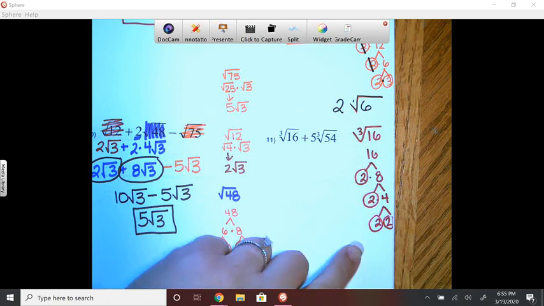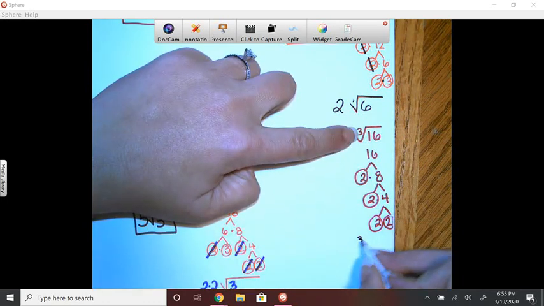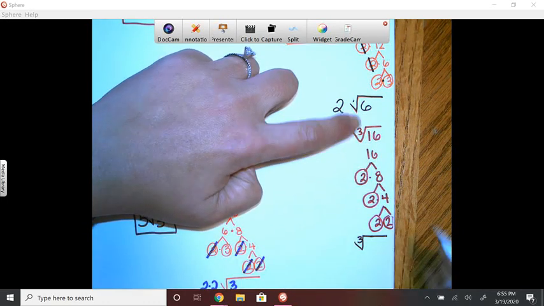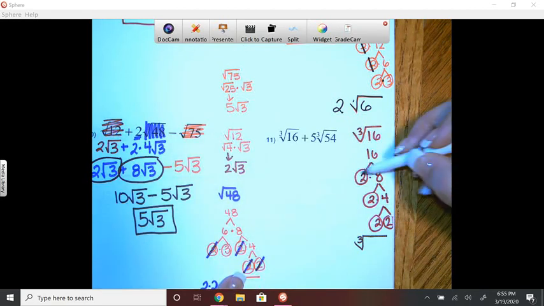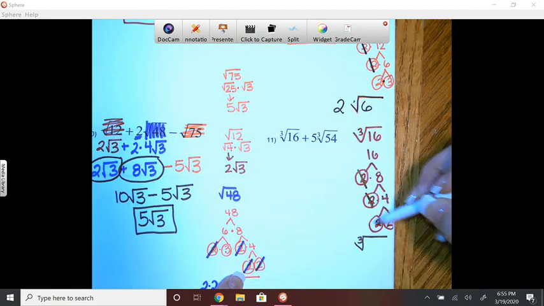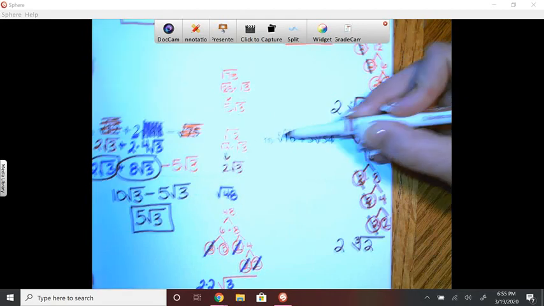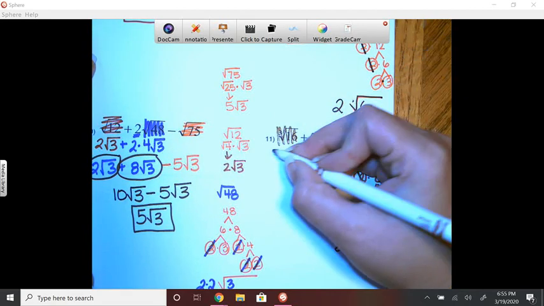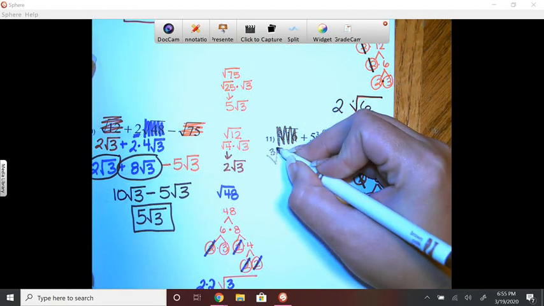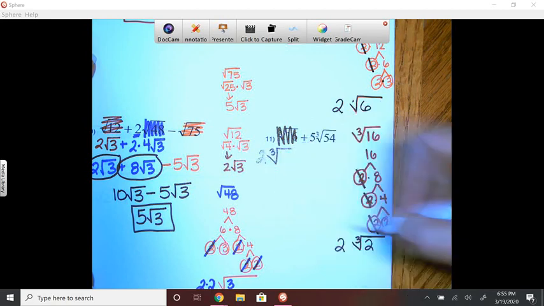And then we make our jail, and since our jail is a cube root, this time our index is a 3. We're looking for a group of 3. So 1, 2, 3, but only 1 makes it out of the jail, and then we have this 2 left inside. So that means we can get rid of this and replace it with 2 cube root 2.